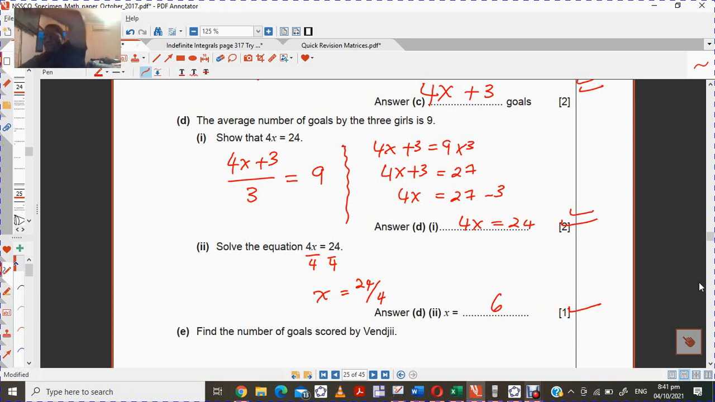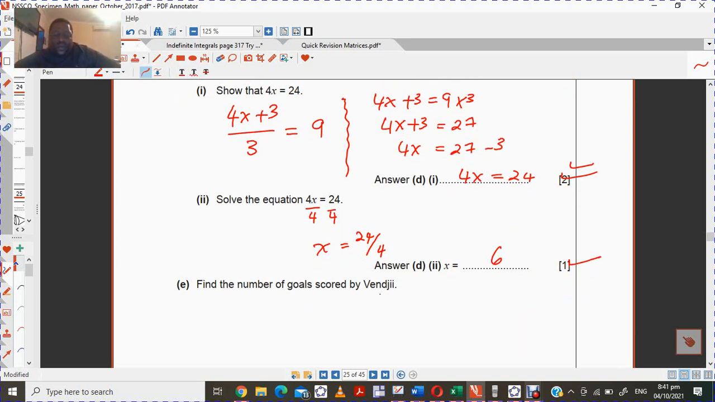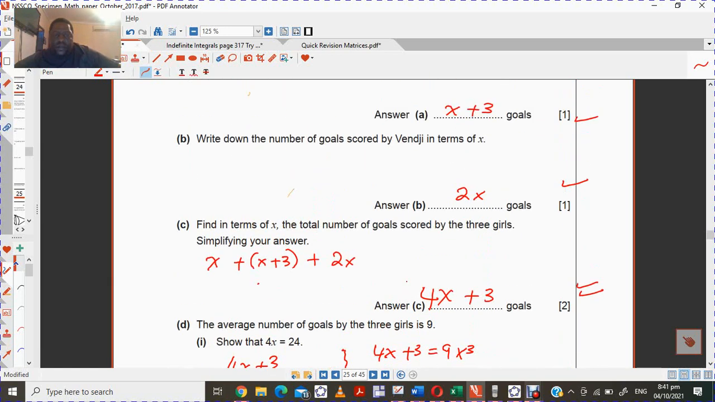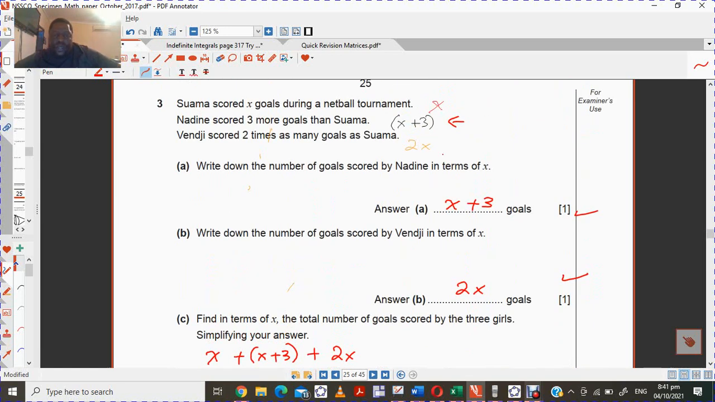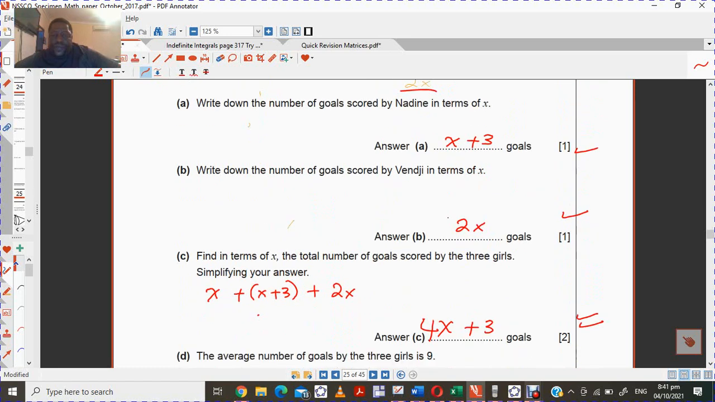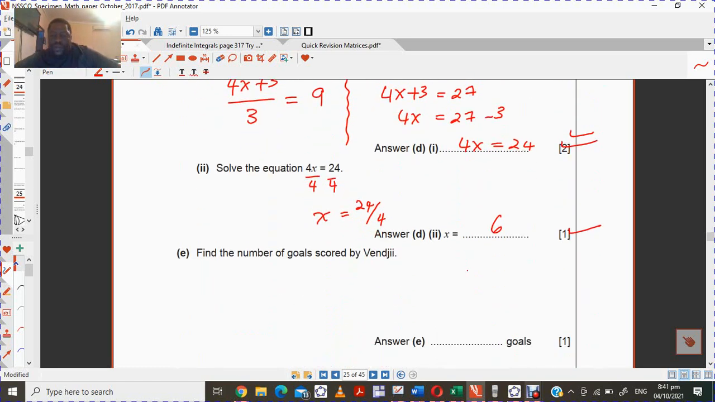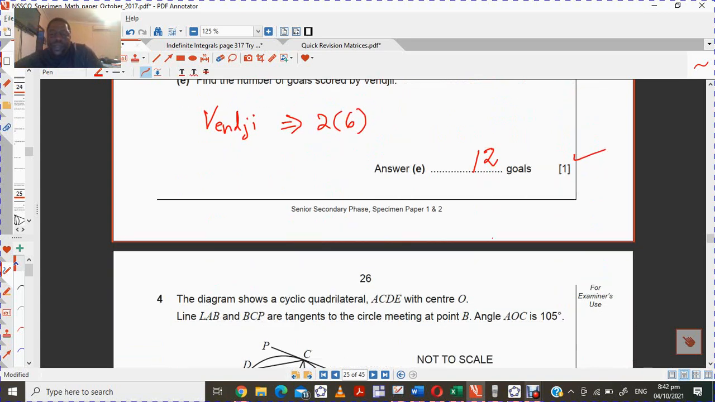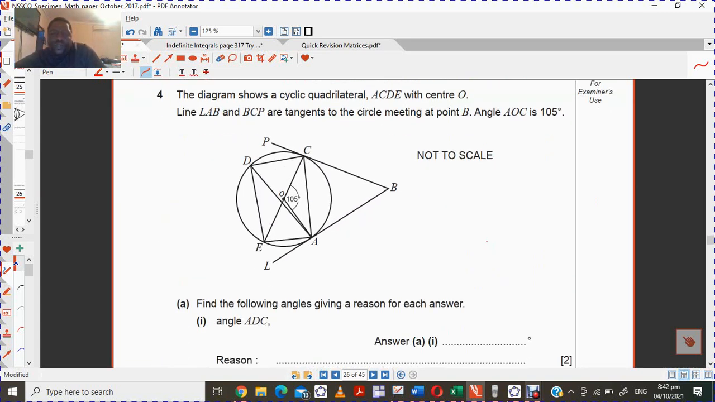1 mark. Okay, so the next question asks you the number of goals scored by Venji. Now, if you remember well, Venji scored 2x goals right here. So it will be 2 times whatever the value of x is. So the goals scored by Venji is 2 times the value of x. So it will be 12 goals. Good. This brings me to this particular question.